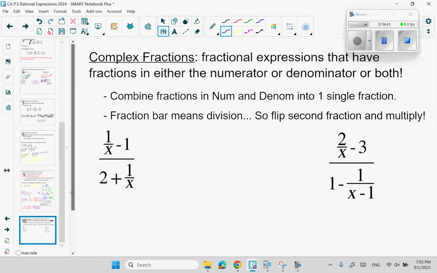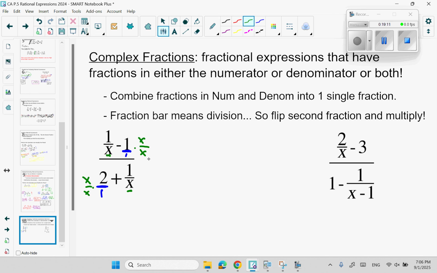Last but not least, complex fractions. It's just a fraction within a fraction. There's a couple ways to go about handling this. One is to turn everything into a fraction with the exact same denominator. So for example, any constant here is over 1, of course. This is over 1. And if I break apart, I notice this is a fraction with a denominator of x. This says 2. So I'm going to multiply this by x over x, and this by x over x.